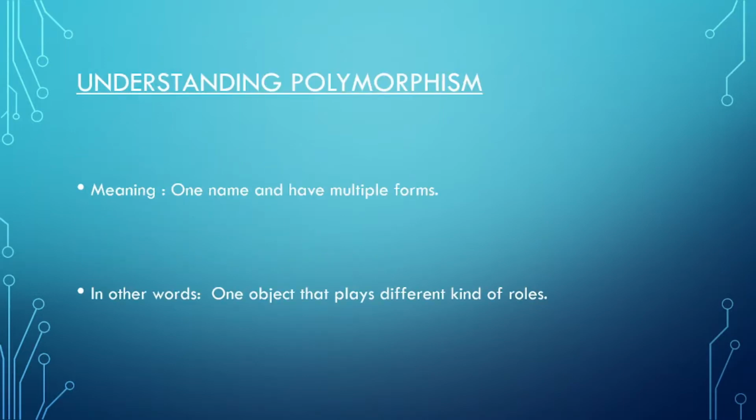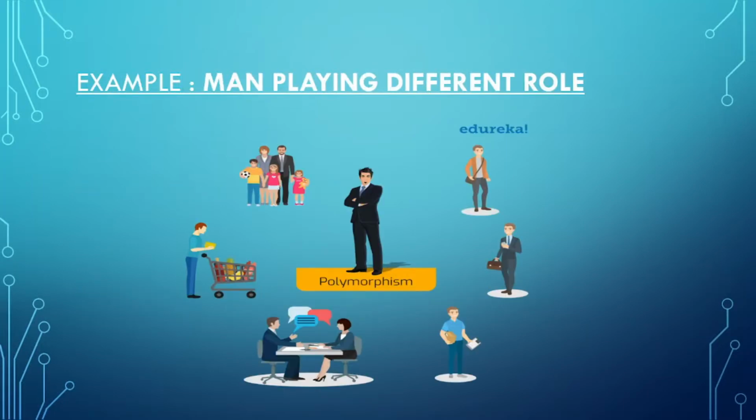So what is polymorphism? If we look at the English dictionary meaning of polymorphism, then it means one name and multiple forms. In other words, we can say that one object plays different kinds of roles. For example, a man playing a different role.